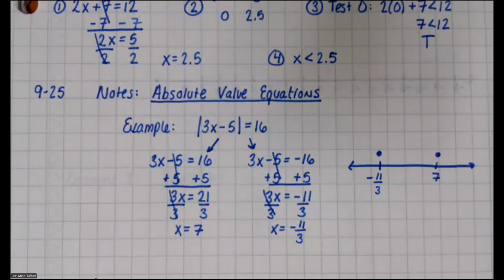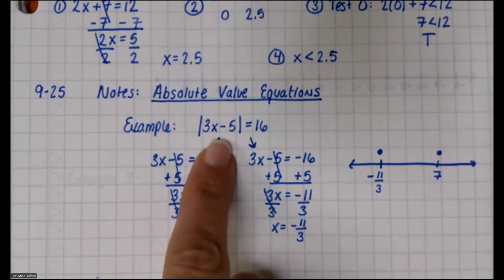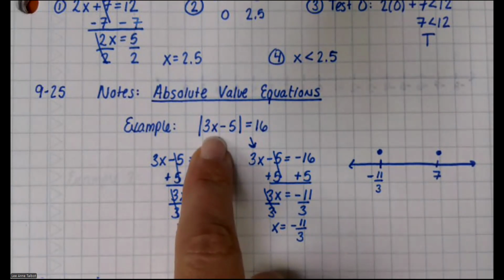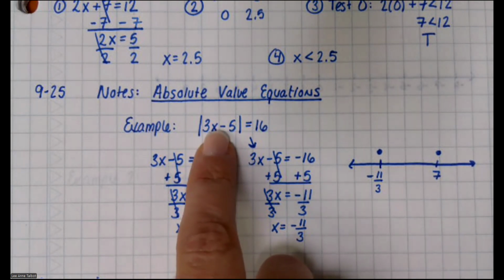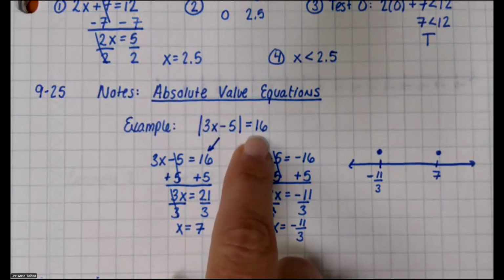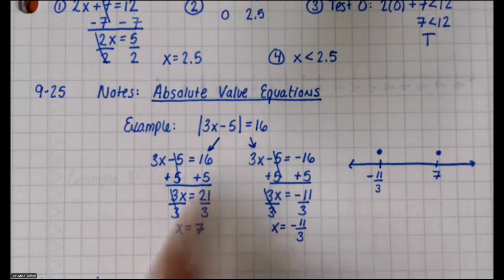Would it work if the 3x minus 5 is 3x plus 5? It would be 3x plus 5 equals positive 16, and 3x plus 5 equals negative 16. Okay. So the part inside the absolute value stays the same no matter what. So think of this like a rock. This stays the same every time. Whatever this is in there, it doesn't even matter. This could both be negatives. Doesn't matter. You just change the sign of whatever's outside.